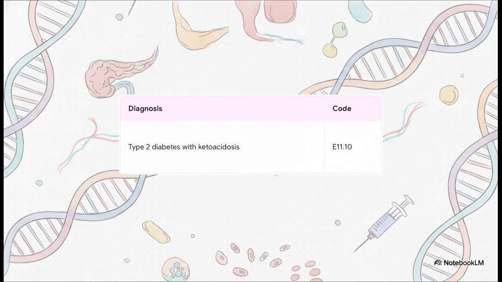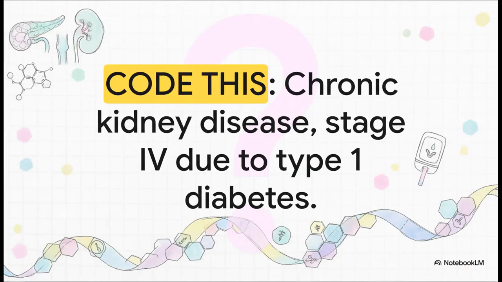And the answer is E11.10. Let's break it down. The E11 tells us it's type 2 diabetes. The .1 specifies ketoacidosis. And that last 0 tells us it's without a coma, since that wasn't mentioned. See? Perfect. Okay, next one's a little trickier.